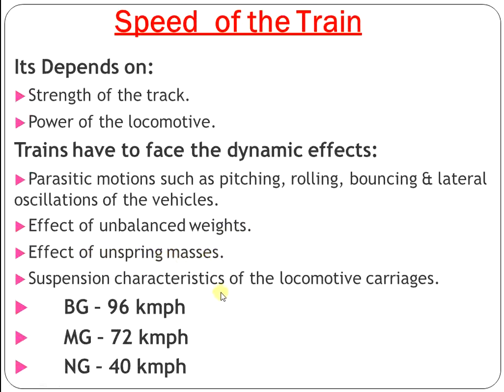The suspension characteristics of the locomotive and carriages limit the speed to 96 km per hour for broad gauge, 72 km per hour for meter gauge, and 40 km per hour for narrow gauge. This is the speed of the train in Indian Railways.